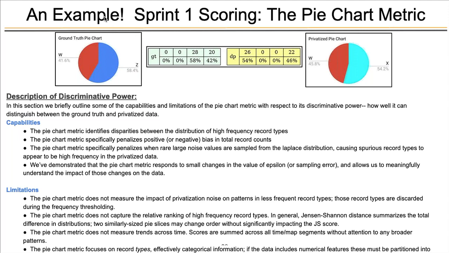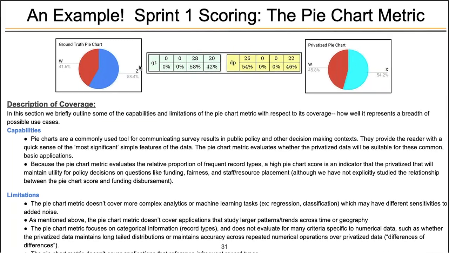Also, this focuses on record types, so categorical information. If we want to do numerical data, like income or poverty, things like this, we would need to partition it into bins, ranges. And again, you can lose information that way. So we do have blind spots that we know about when we're just getting these sort of pie chart snapshots. Next slide. And it's probably not all the blind spots, but those are the ones on this slide.